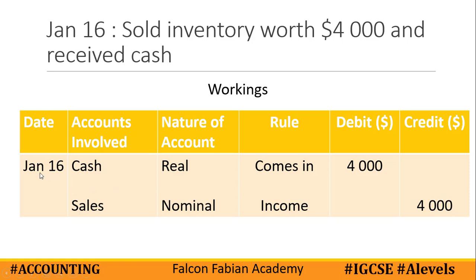Let's do it one more time. The date is January 16th. The two accounts involved are cash and sales. The rule of real account is going to be applied to cash because cash is an asset and cash is coming in. Therefore, cash account needs to be debited by amount 4,000. Next account is sales account. The rule of nominal account is applied to sales account, and sales is an income. Therefore, sales account needs to be credited by 4,000.